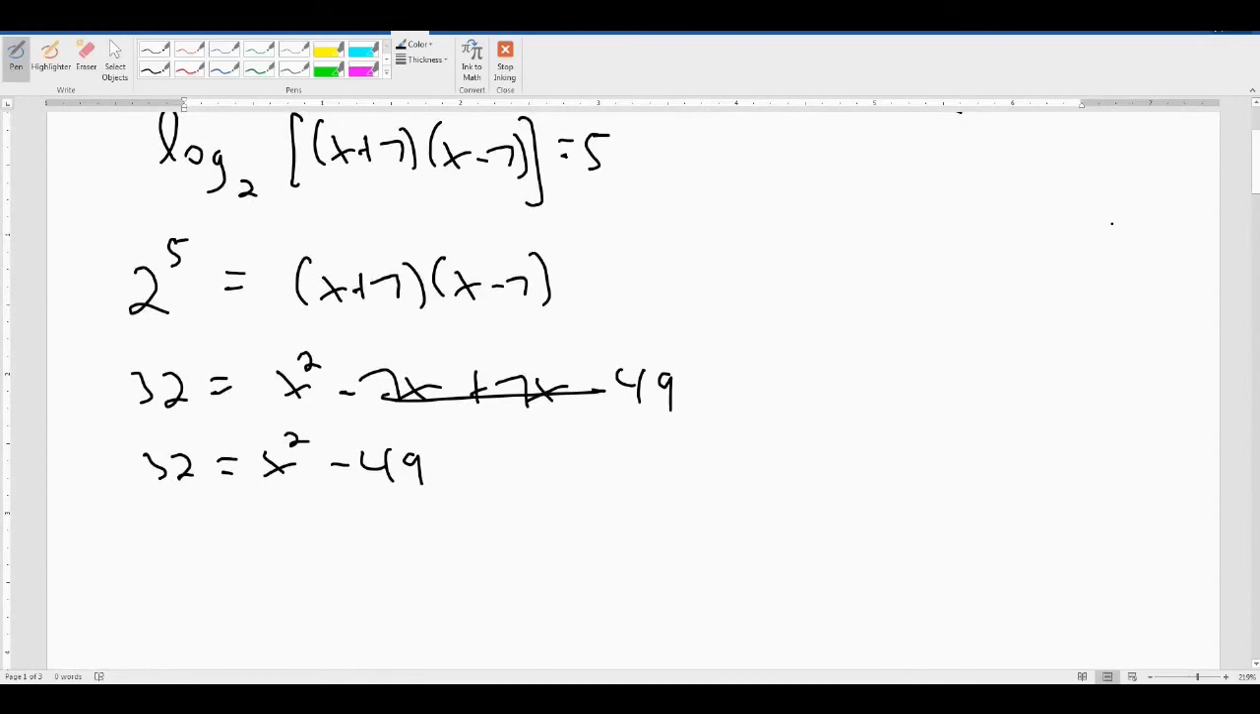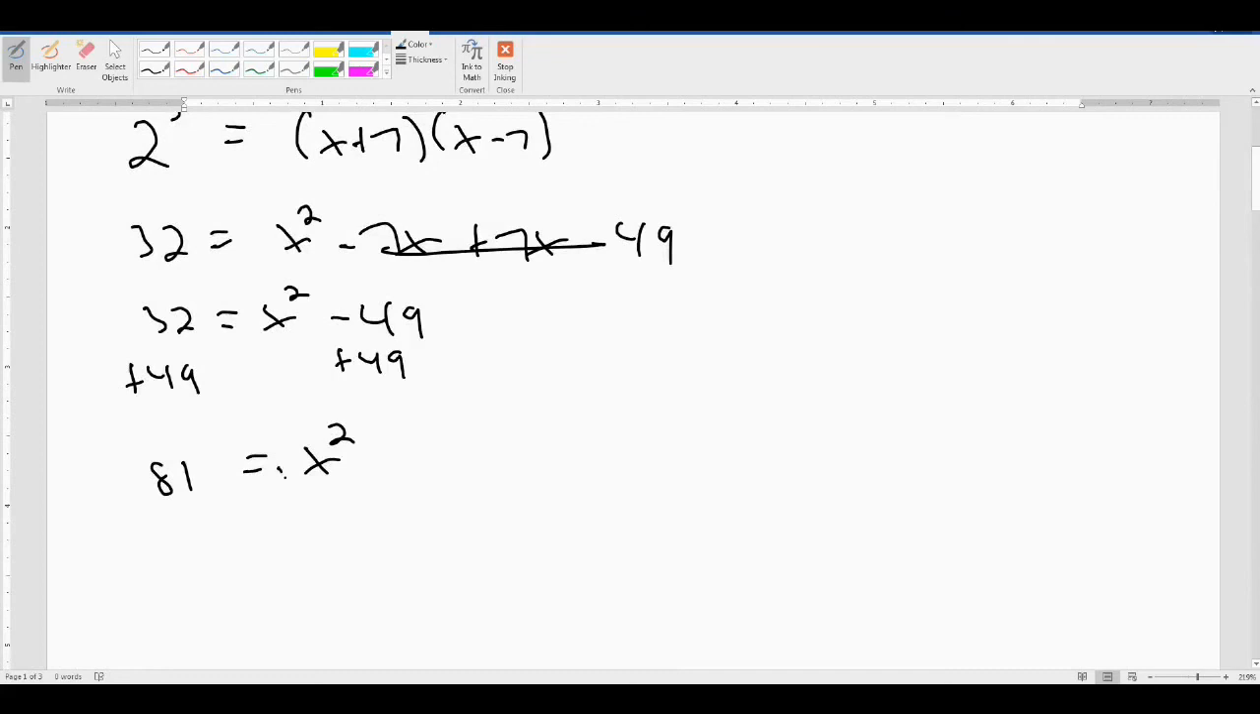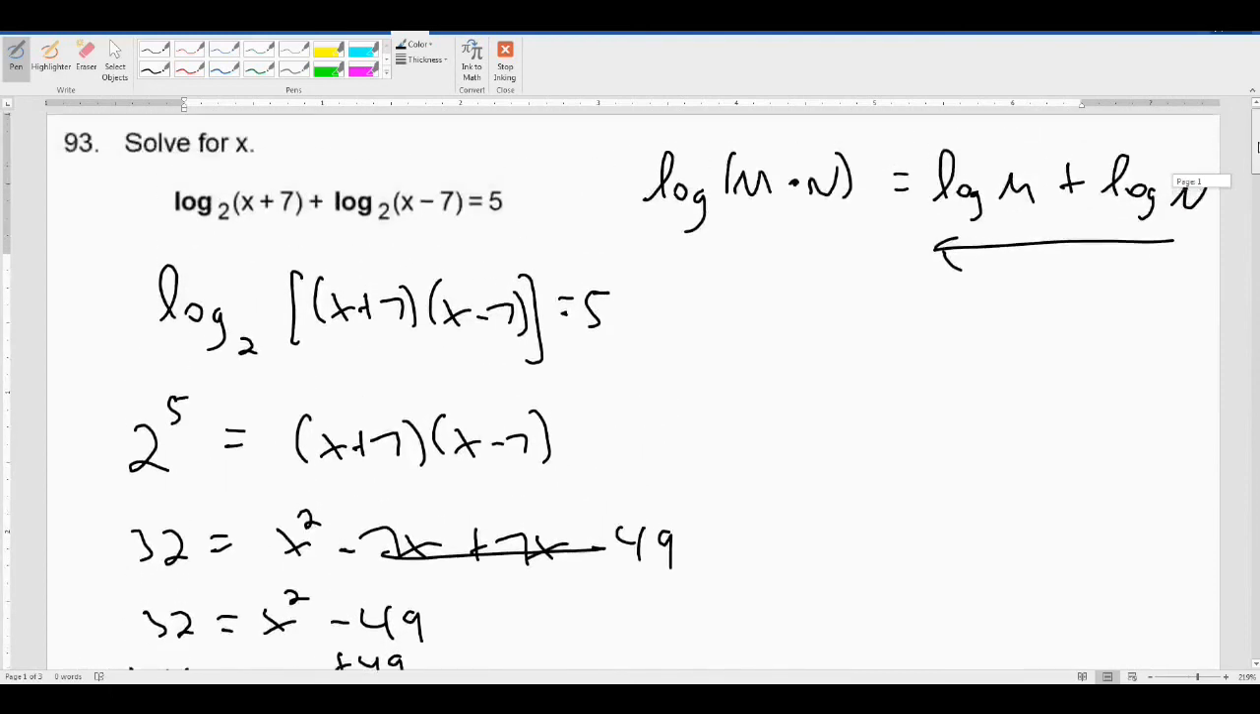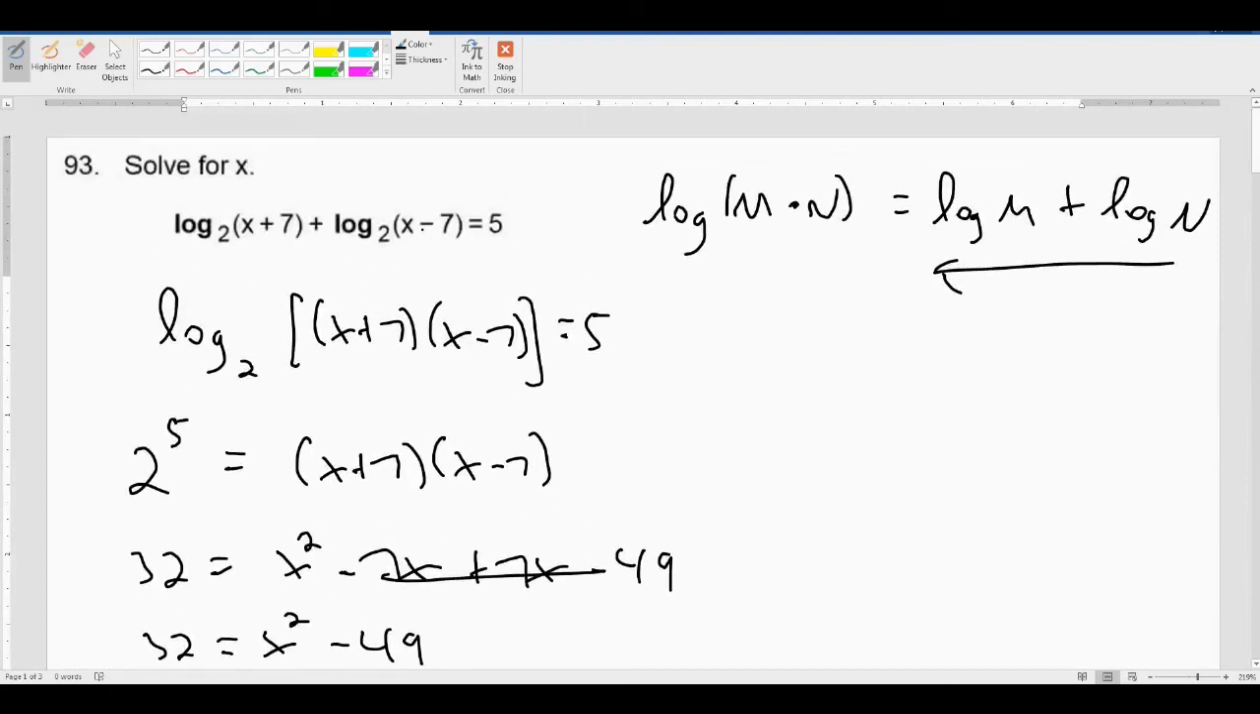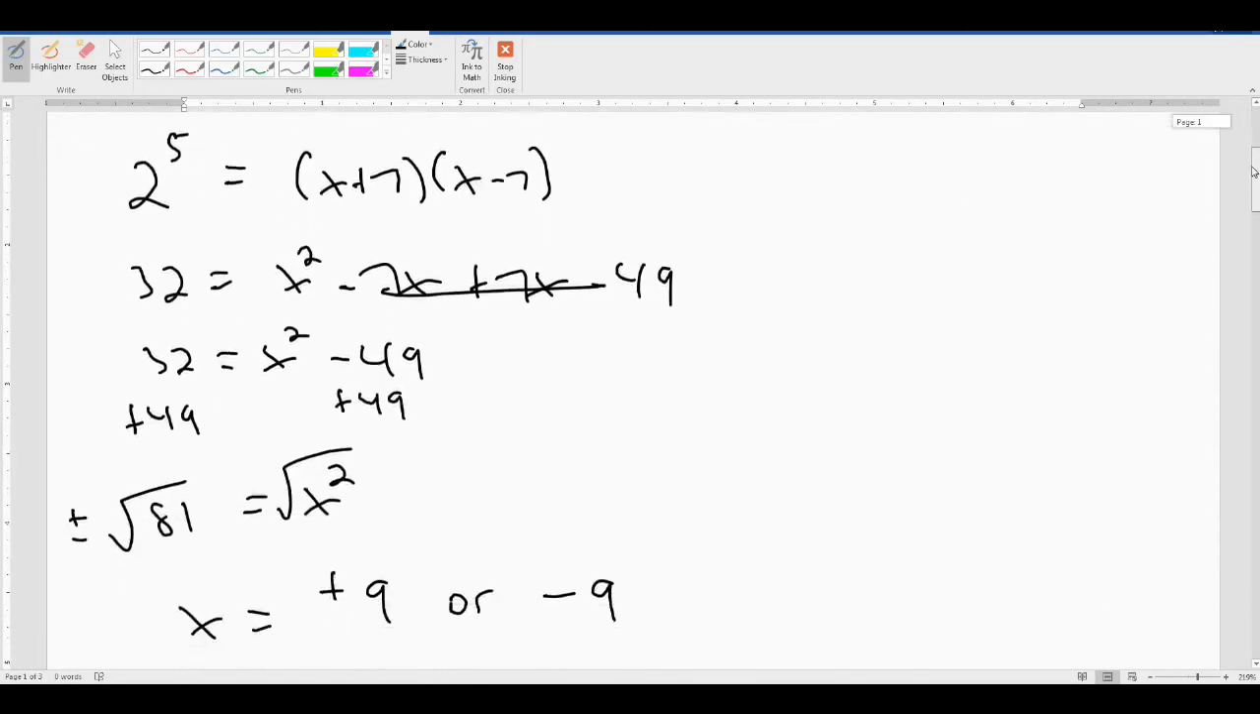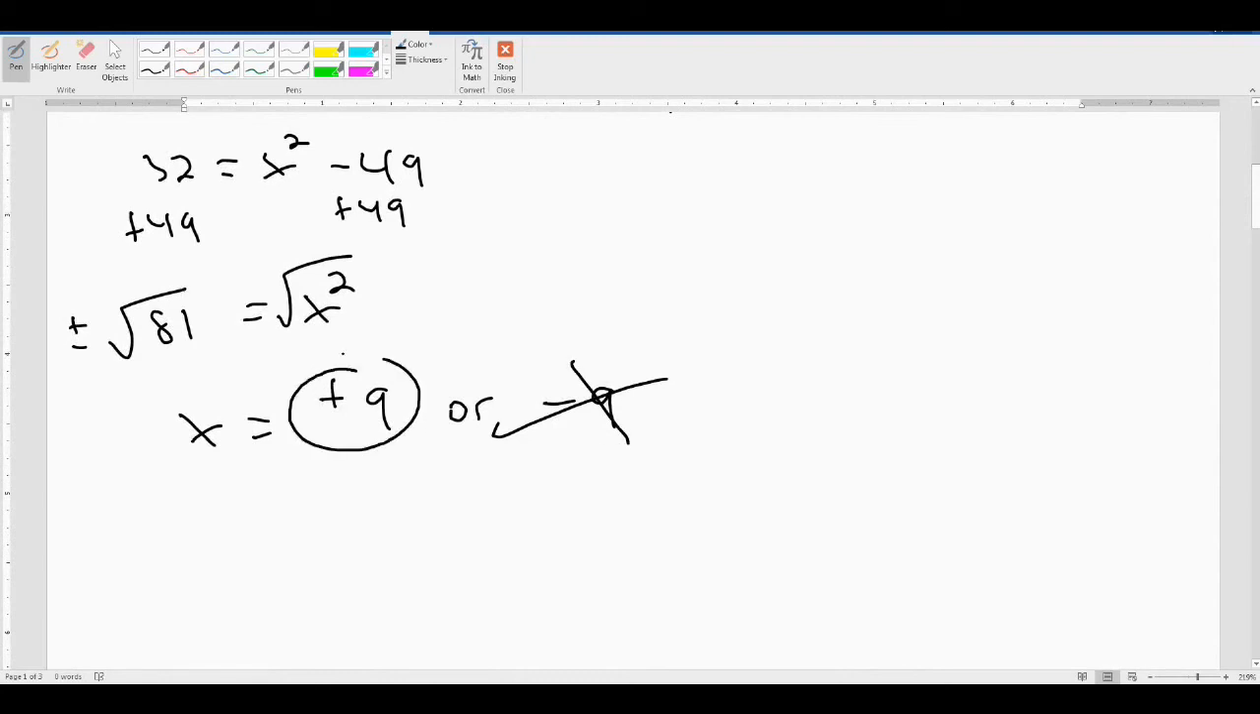Now in this case, since I don't have an x term and I only have the x squared, I'm going to add 49 to both sides. And when you do that, you get 81 equals x squared. And that's actually nice because now I get to square root both sides. When you square root both sides, don't forget the plus or minus. So you get x equals plus 9 or negative 9. Now I got to check. If I put in a plus 9, I get positive values for the log. If I put in a negative 9, that's not good. I can't take the log of a negative number. So 9 is the answer.